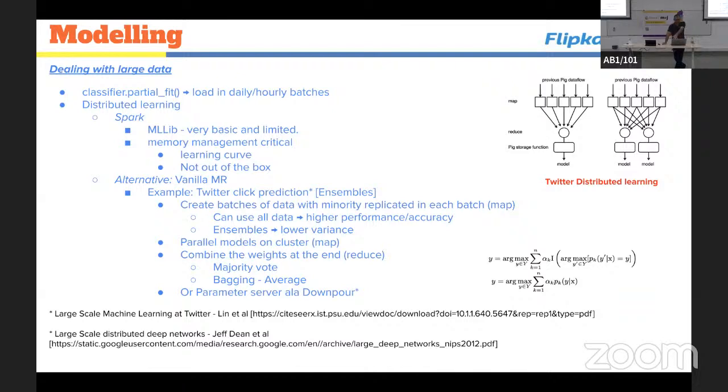Here is one implementation from Twitter. How did Twitter deal with large data for their click prediction model? It's MapReduce. How many of you are aware of MapReduce? Anyways, it's like merge sort. How many of you are aware of merge sort? Okay, cool. So the idea is to parallelize, right? You can divide and conquer.